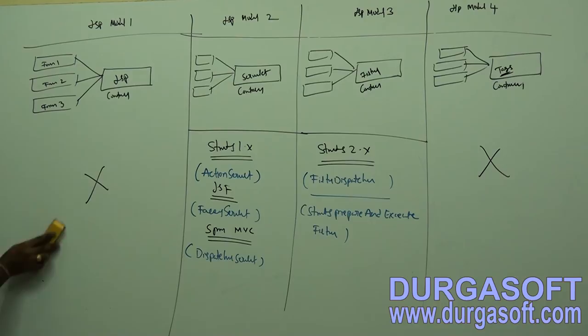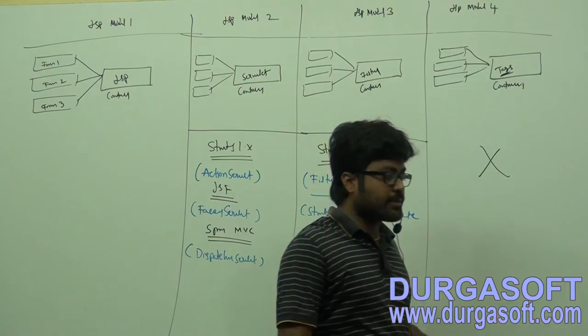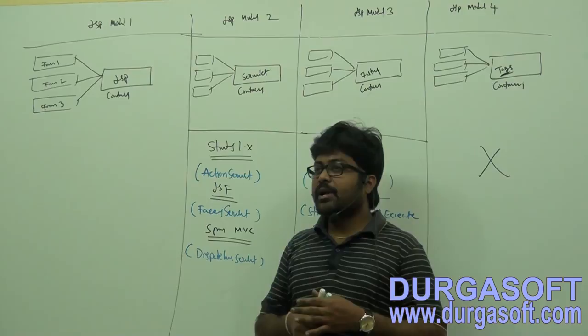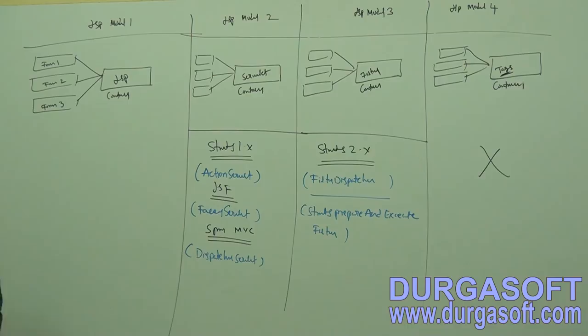And why did they take these JSP model architectures for designing their frameworks? A framework needs to provide some common required features, right? To whom? For applications. If it is a web application framework, to whom does it need to provide support? Presentation pages or controller classes. So to provide support to presentation pages and controller classes, he took this JSP model 2 architecture.